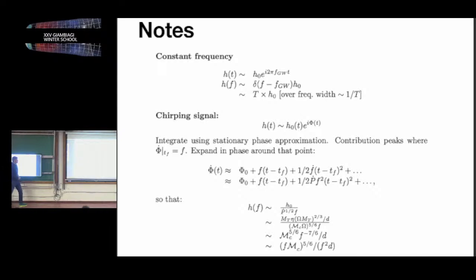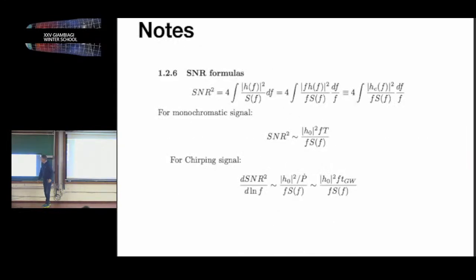And so as a result, when you do the signal to noise for a monochromatic signal, this is what you get in terms of the amplitude. So the longer you observe, obviously the bigger the signal to noise. It scales with the time, and this is the scaling. And for a chirping signal, this is the contribution to the signal to noise per each log of f. This is just by plugging in the formulas that I had before.